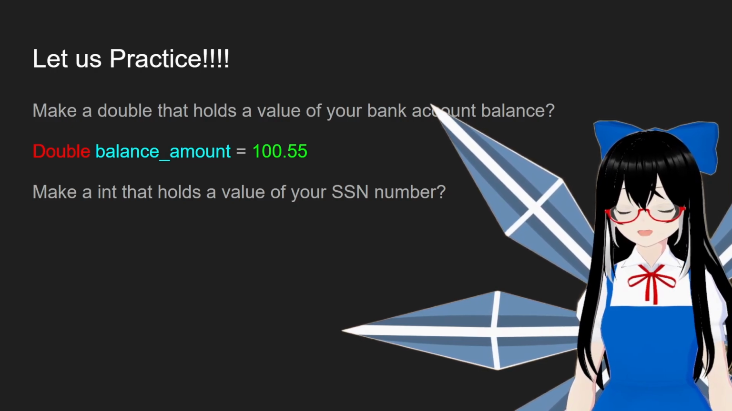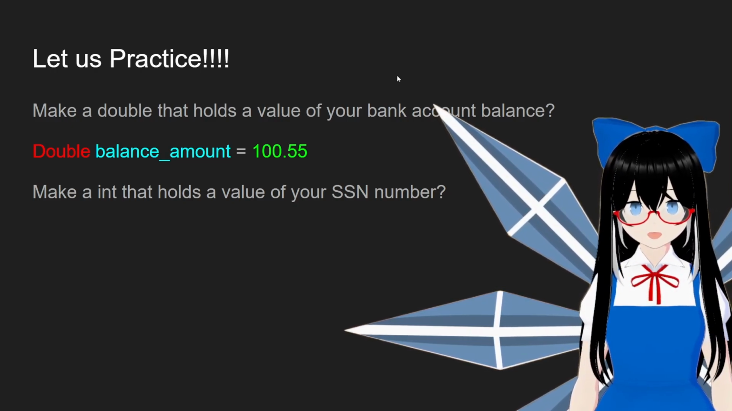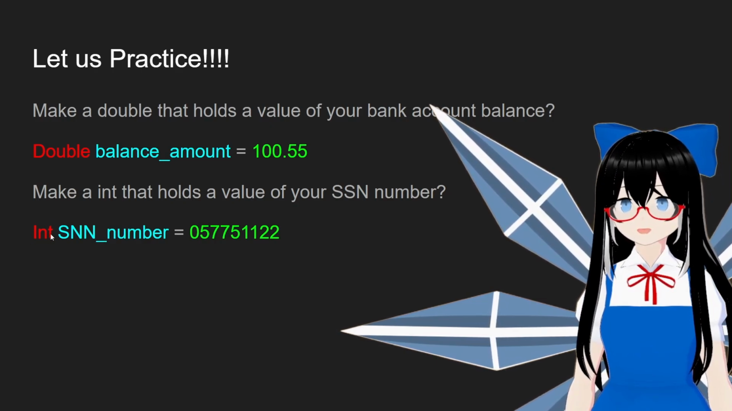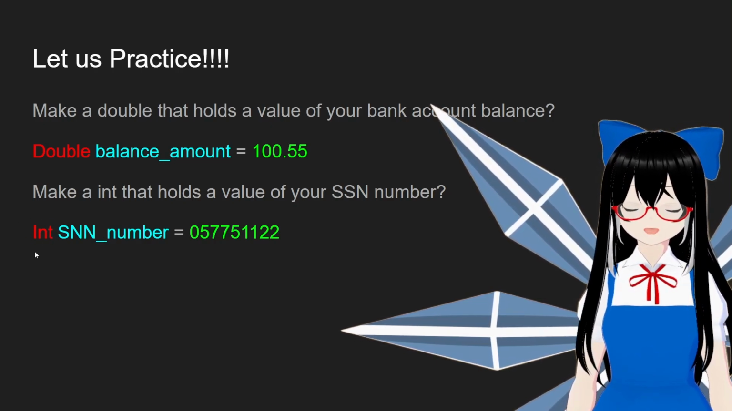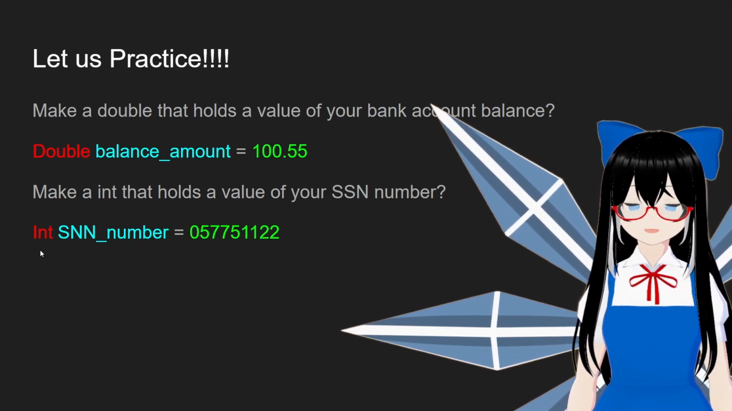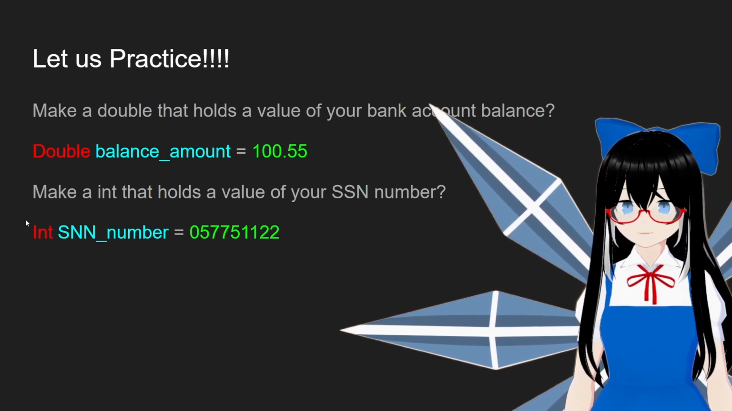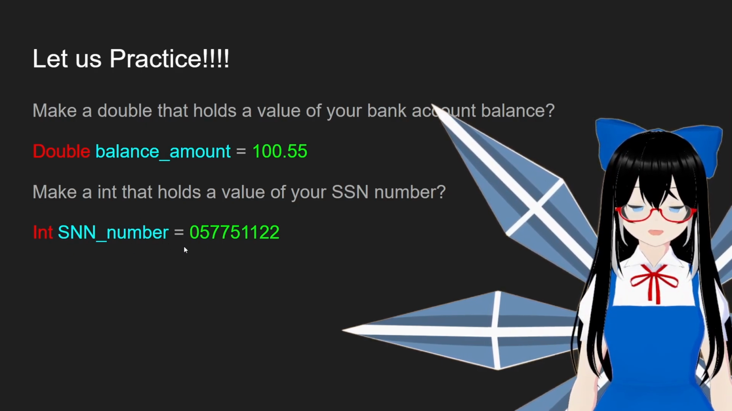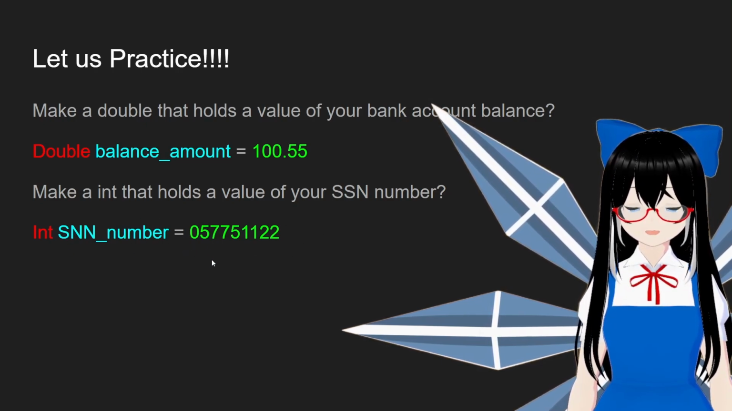Next, let's try to make an int that holds the value of your social security number. Again, I'm gonna give you guys a couple seconds. Feel free to comment it down below. If you commented the word int to define your variable type, you have to, of course, tell your dumb computer what variable you are using. And in this case, we're using an integer. You're going to want to put the name, which is SSN number. And then you're going to want to put your social security number right there as the value.